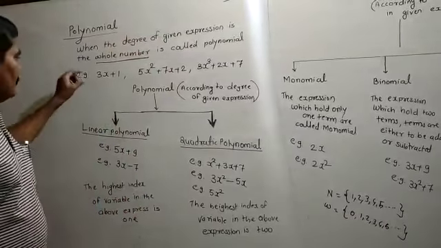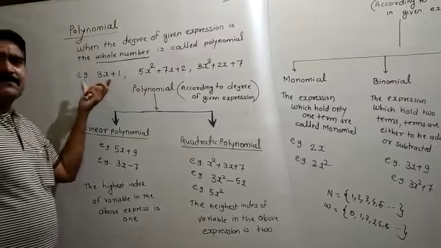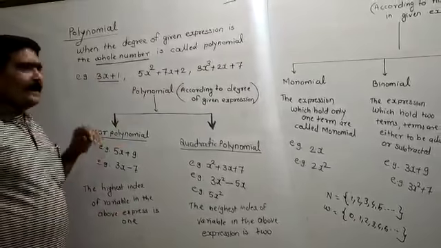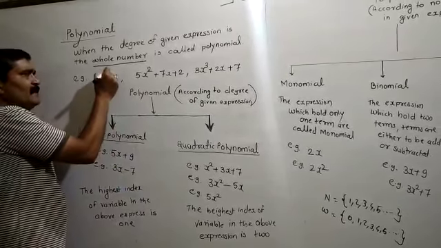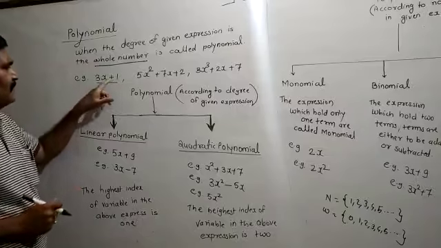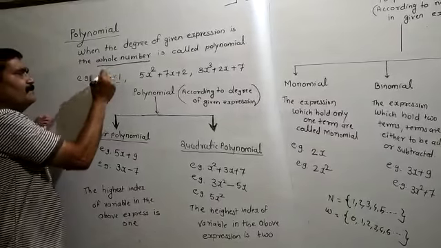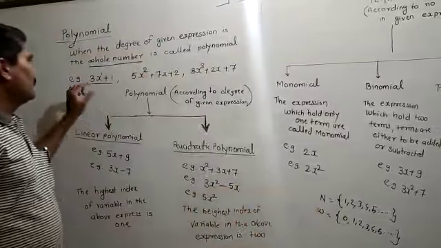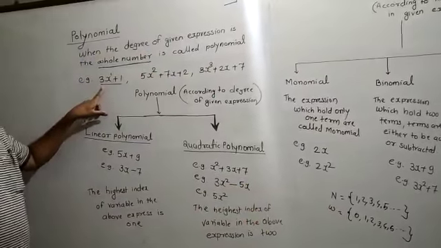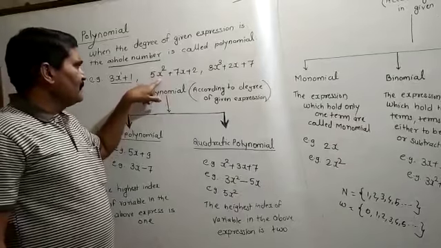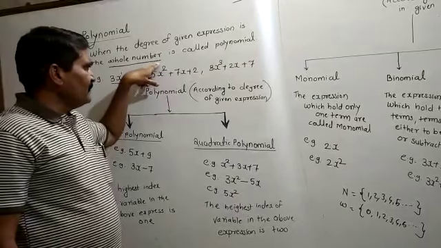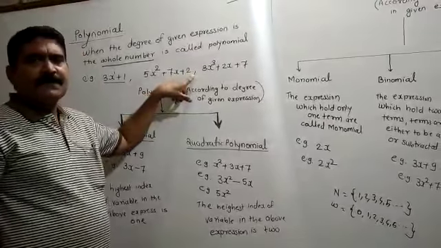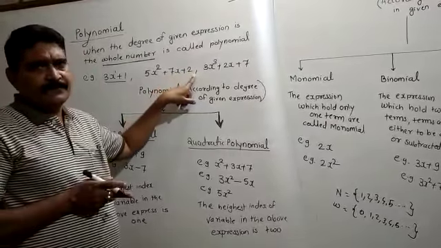Then this, 3x plus 1, is called a polynomial because this holds only one variable, and the highest index of the variable is 1. This one is the constant term. So I will say that this is the whole number, so you have to say that this is the polynomial. This is also a polynomial because the highest index of the variable is 2. The highest index of the variable is 1. Here this is the constant term, and the index of the constant term is 0.